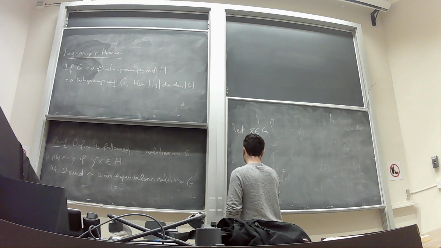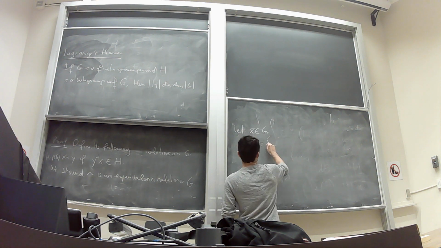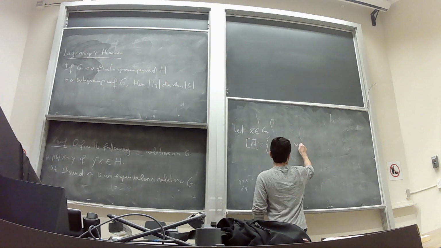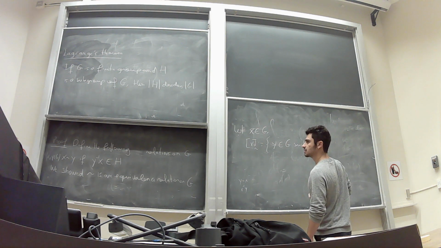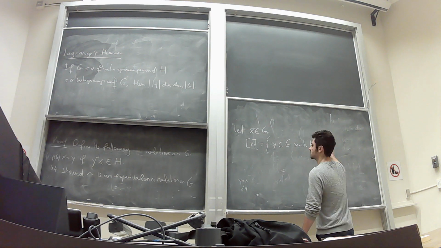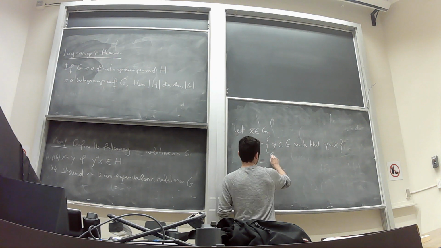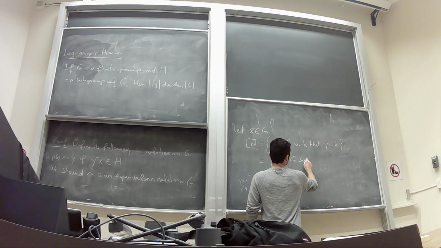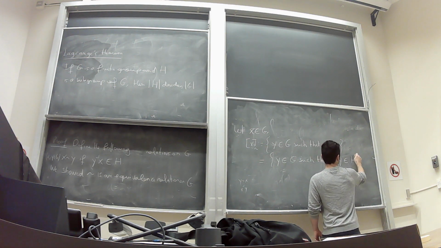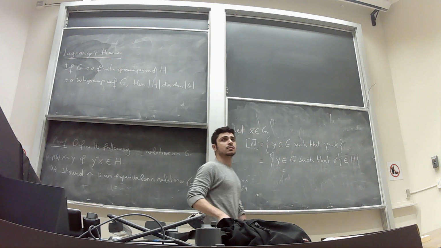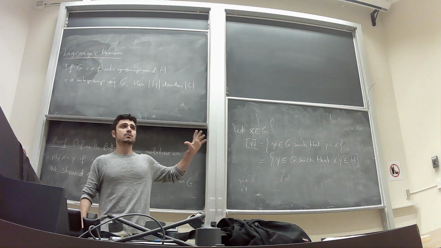Okay. So it's the set of Y in G such that Y is related to X, right? So it's the set of Y in G such that X inverse Y belongs to H. Agree or not? Yeah? Everyone? Everybody? Any question on this? Are we good so far?